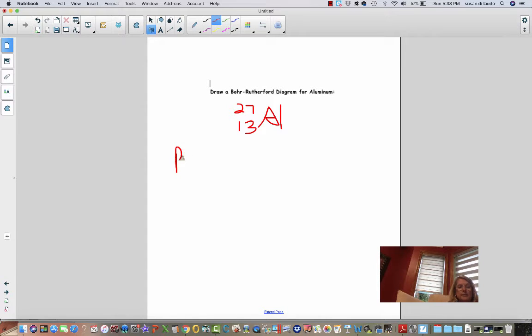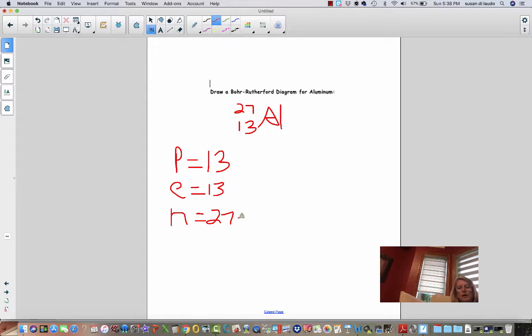So when I'm looking at this, I want to know how many protons does it have? That's the same as the atomic number, so it has 13. How many electrons does it have? It's the same as the protons in a neutral atom. That'll change when we talk about ions, but for now we're talking about atoms. And how many neutrons does it have? That's your atomic mass minus your atomic number. So we'll have the 27 minus the 13, and that's going to give you 14 neutrons.